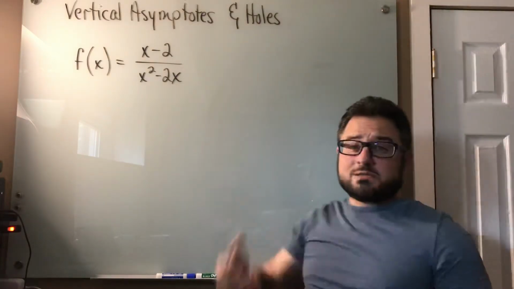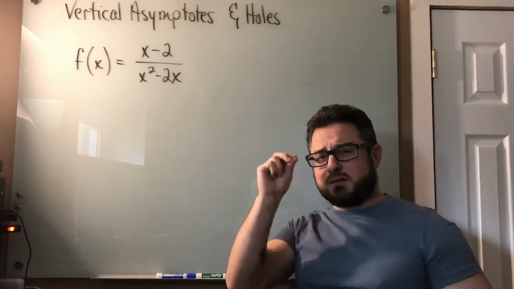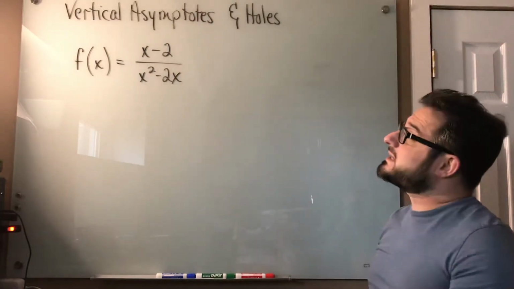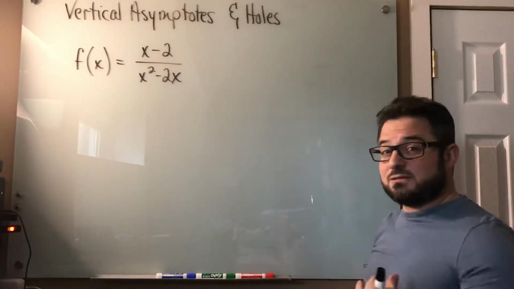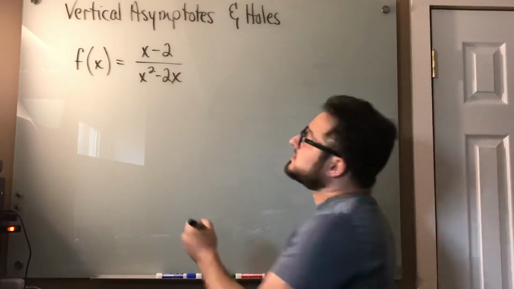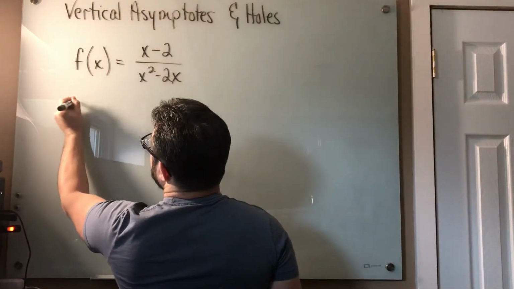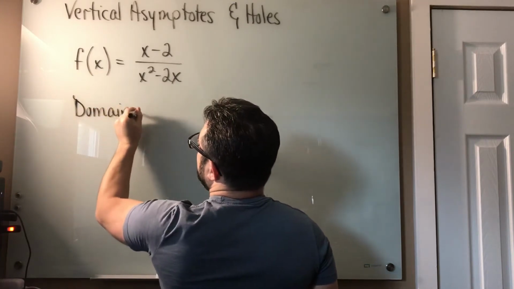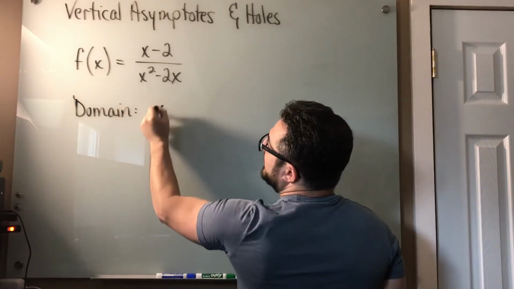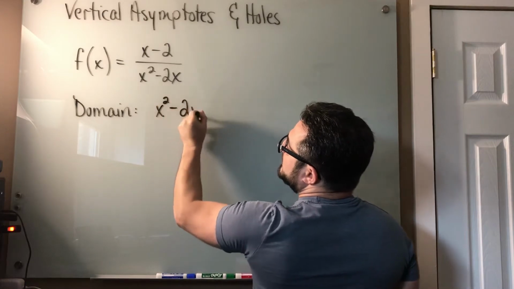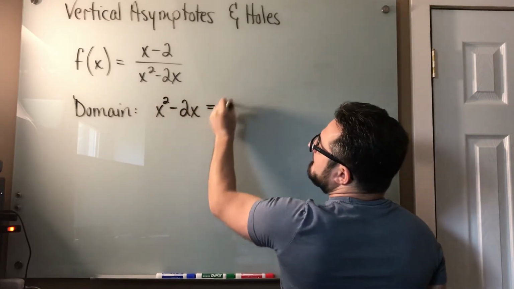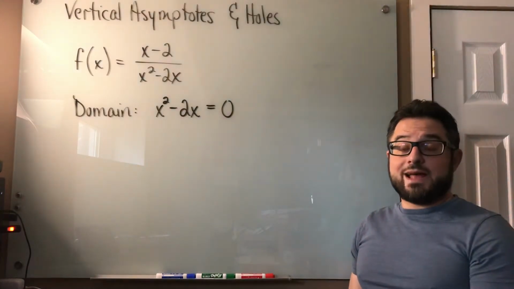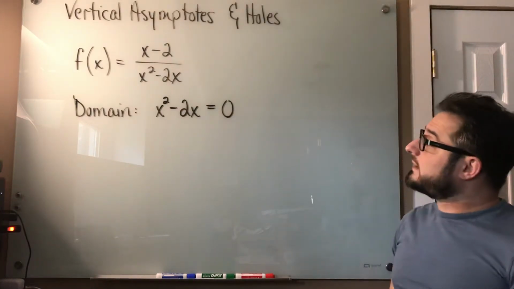Or a hole, which is literally just like somebody reached in and plucked a point right out of the graph. So in both cases, we're looking at something where the function doesn't exist. So we start with the domain. And the domain comes from the denominator, knowing which values make it 0, and then excluding them from the domain.